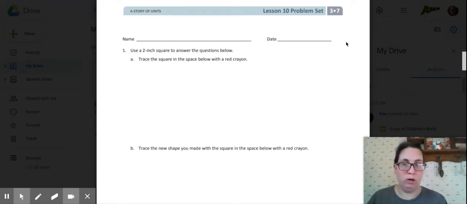So it says to use a 2-inch square to answer the questions below. You don't have a 2-inch square. I didn't send one home. So you could try to find something that is a square. Hopefully it's not a big square, it's a small square. Or you can use a ruler if you have it and use another piece of paper and make a 2-inch square. So pause the video to either find something that's a square or to make a square. Okay, for A, it says to trace the square in the space below with a red crayon. If you have a red crayon, marker, colored pencil, you will use that to trace. If you don't, then just trace your square. Pause the video to do that.